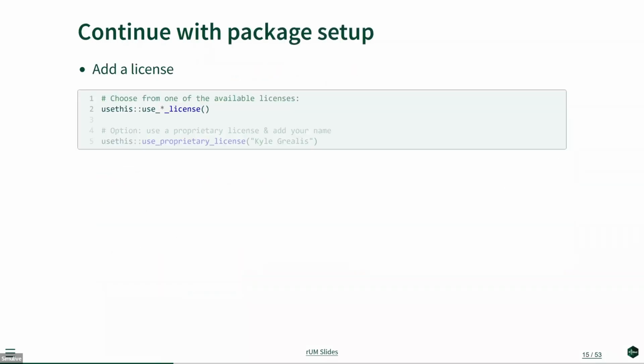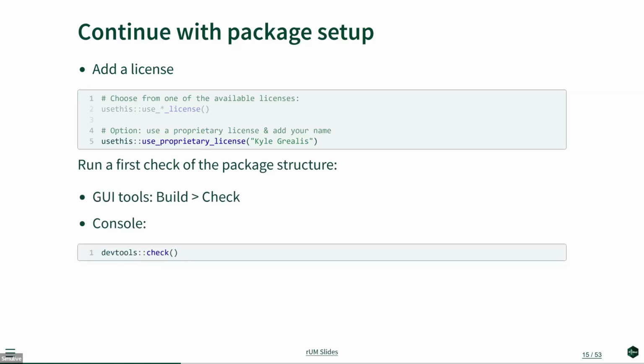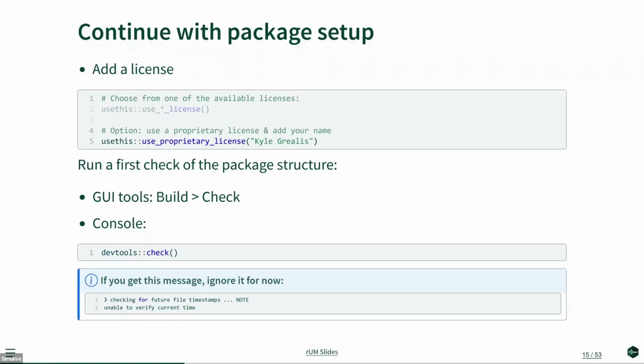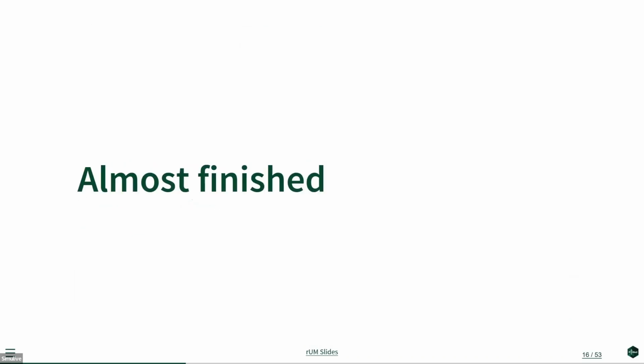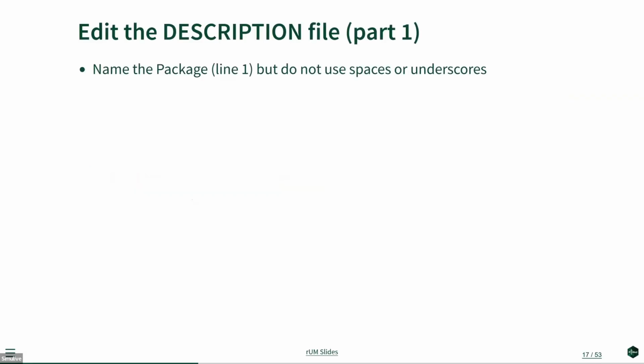Let's add a license, use proprietary license, and then I just pass in my own name. We'll then check, or if you use the console, you can use DevTools check. If you get this message, and we've seen this frequently, you can ignore this and move forward. We're almost finished, but we need to get to the biggest part, which is the description file.